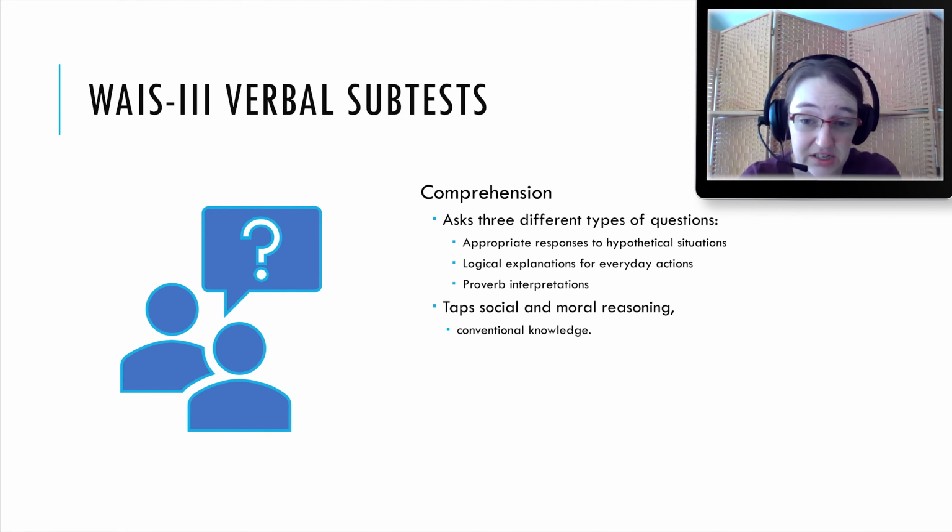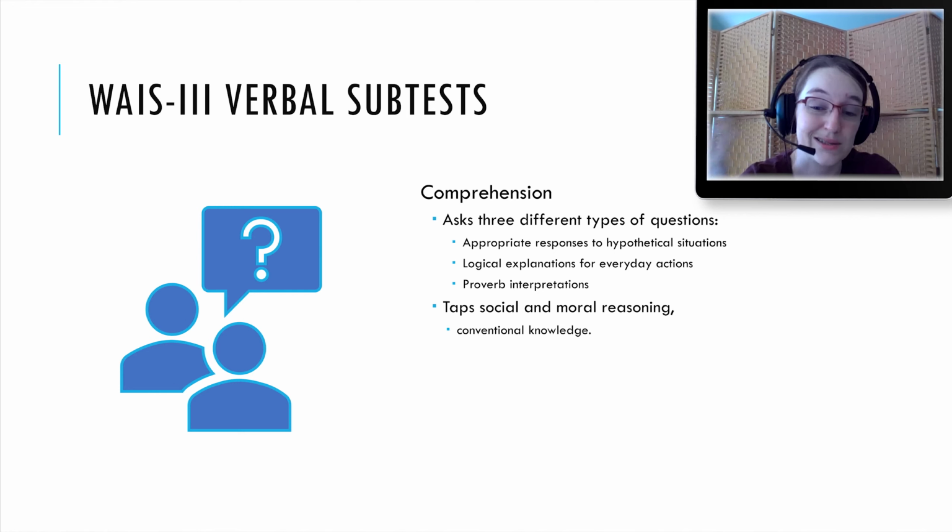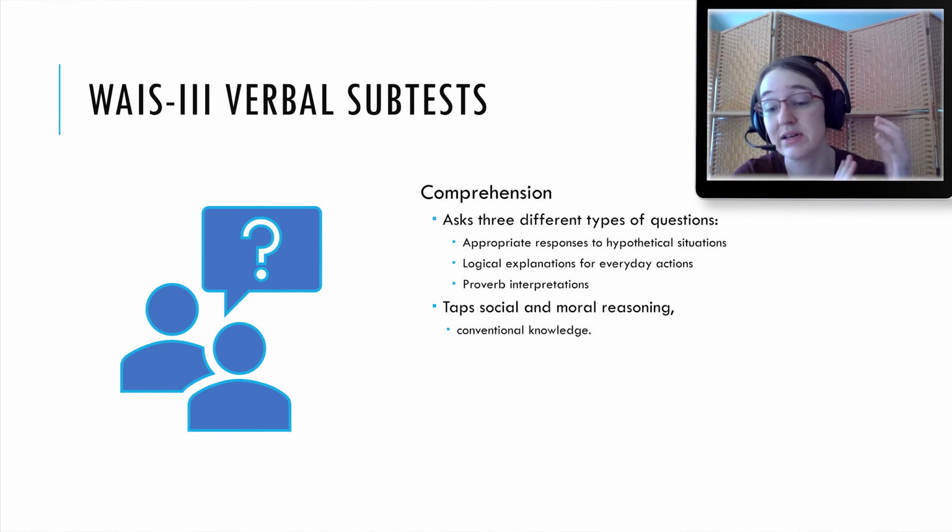So logical explanation for everyday action. So why do we elect senators? Proverb interpretation. So what does a stitch in time saves 9 mean? And these all tasks tap into social and moral reasoning, conventional knowledge. This also provides kind of an arena for idiosyncratic responses.